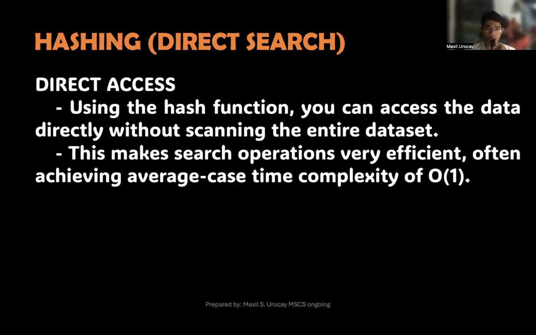This index also gives direct access in hashing, or direct search. Using the hash function, you can access the data directly without scanning the entire data set. Once you get the remainder, or the modulo, of that specific item, if it is located immediately in that hash table, that is direct access as well. If you can't access it, you can just do the probing, and then you can easily find out where it is located. This makes the search operation very efficient, often achieving an average-case complexity of constant time. So it will be easy for us to search anywhere.